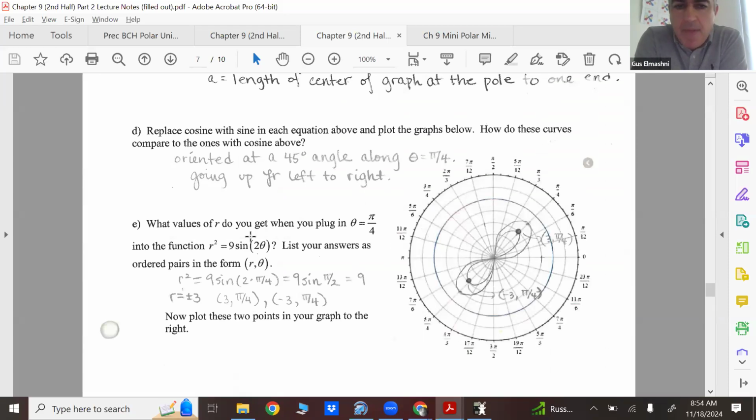So again, if you're plugging in pi over 4, r squared equals 9, so r equals plus or minus 3. So you have 3 comma pi over 4 or negative 3 comma pi over 4. Because r is negative, it's going to rotate 180 degrees to 5 pi over 4. So remember, what does it say about going up from left to right? Oriented at a 45-degree angle along theta equals pi over 4, going up from left to right.